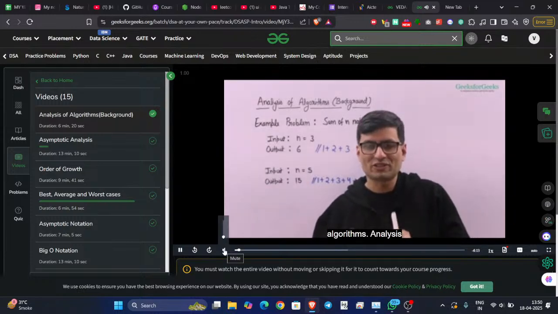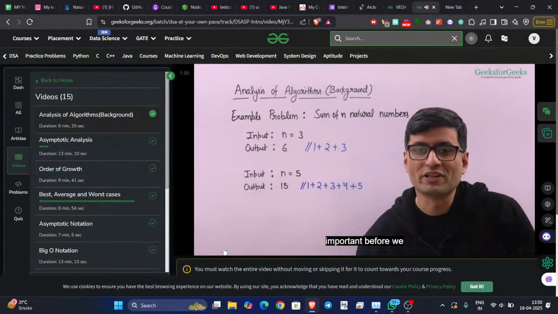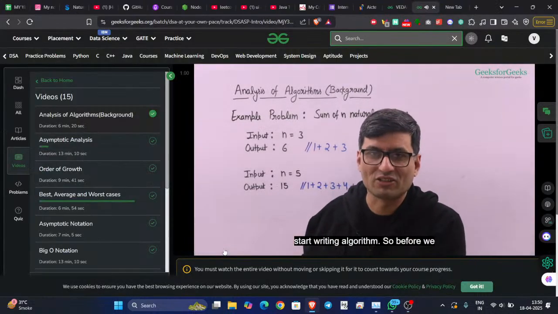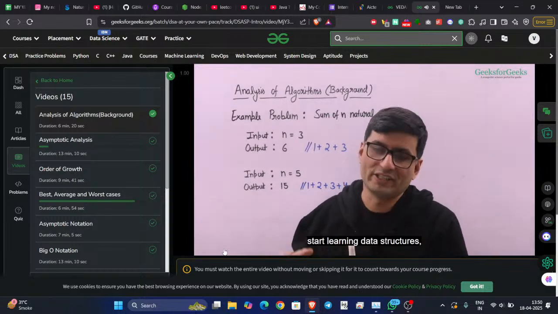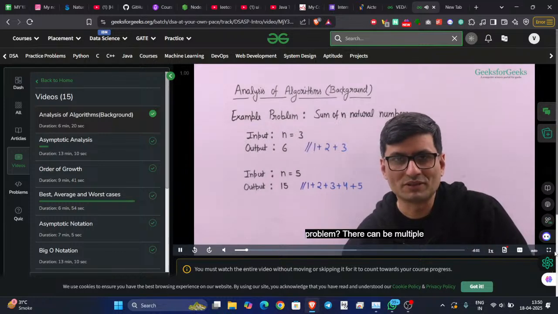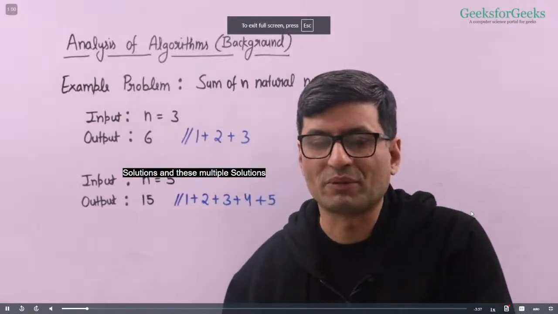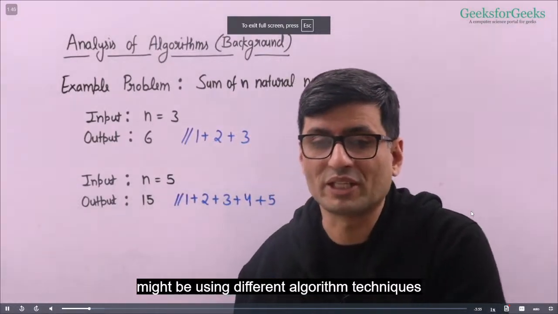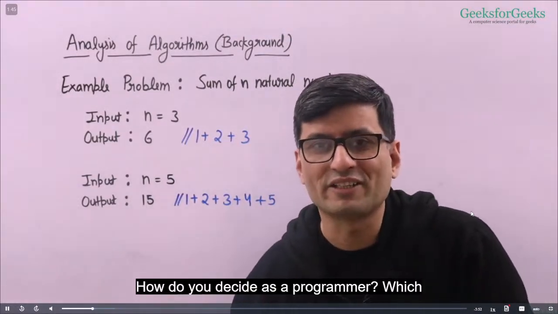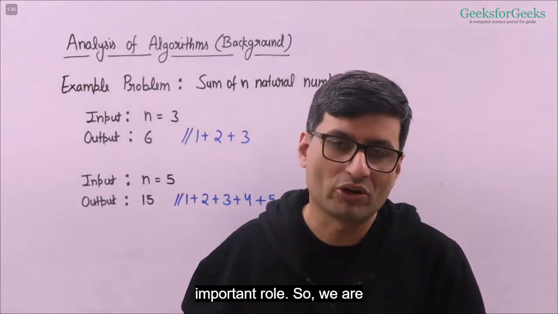Analysis of algorithms. Analysis of algorithms is super important before we start writing algorithms or before we start learning data structures. Why is it important? For a given problem, there can be multiple solutions, and these multiple solutions might be using different algorithm techniques, might be using different data structures. How do you decide as a programmer which one is better? And this is where analysis of algorithms plays an important role.